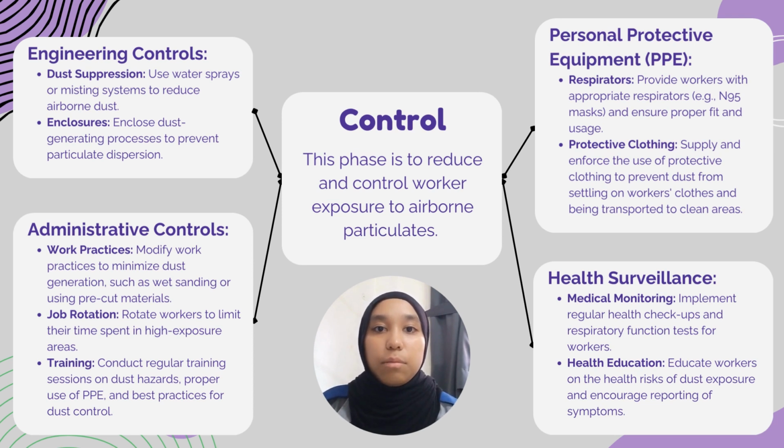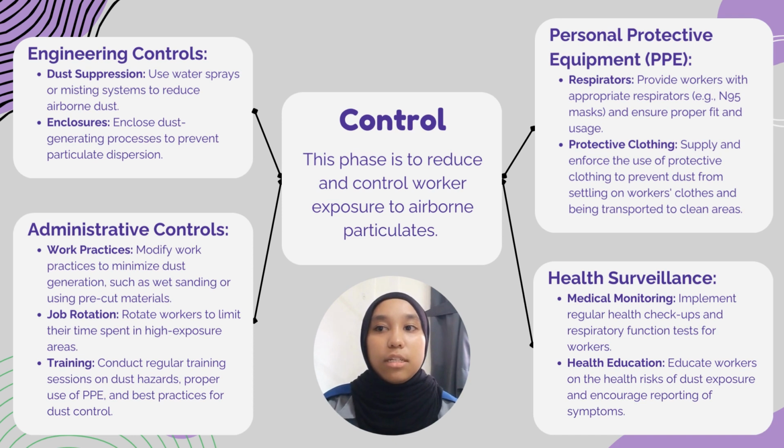And next, for the administrative controls, there are 3, which are work practice, job rotation and training. For work practice, we can modify work practice to minimize dust generation. For job rotation, we can rotate the workers to limit their time spent in high exposure areas. And last one, for the training, we can conduct regular training sessions on dust hazards, proper use of PPE, and best practice for dust control.